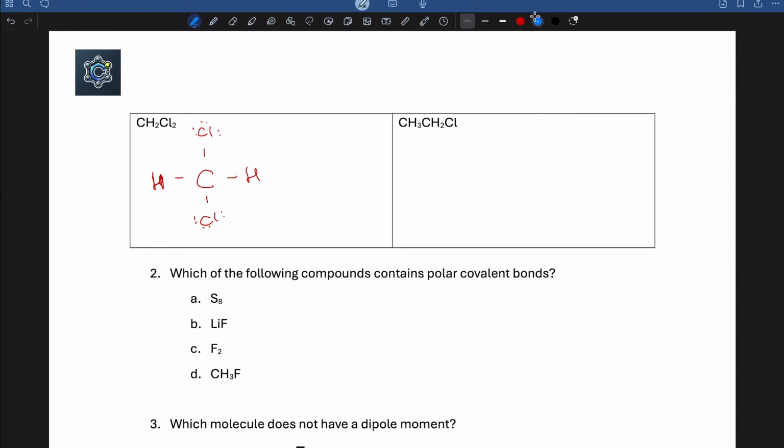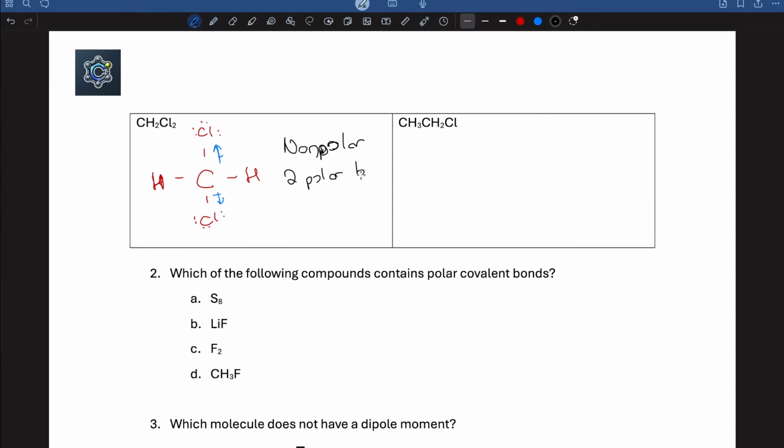Carbon-hydrogen bonds, once again, are nonpolar. However, chlorine and carbon are polar. And so these bonds are going to be pointing away from each other. And notice that these two bonds definitely cancel each other out. They're going directly in the opposite direction of each other. And so this structure will be overall nonpolar. All the bonds cancel each other out. Overall nonpolar. However, we do have some polar bonds.